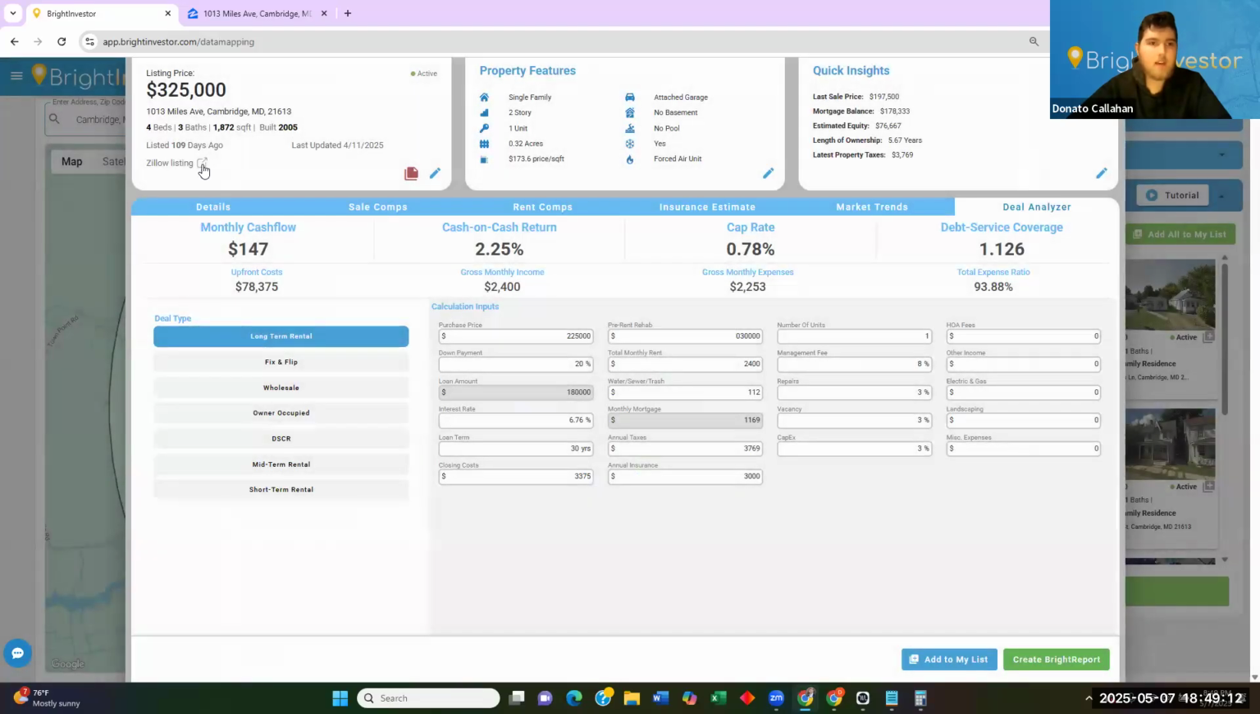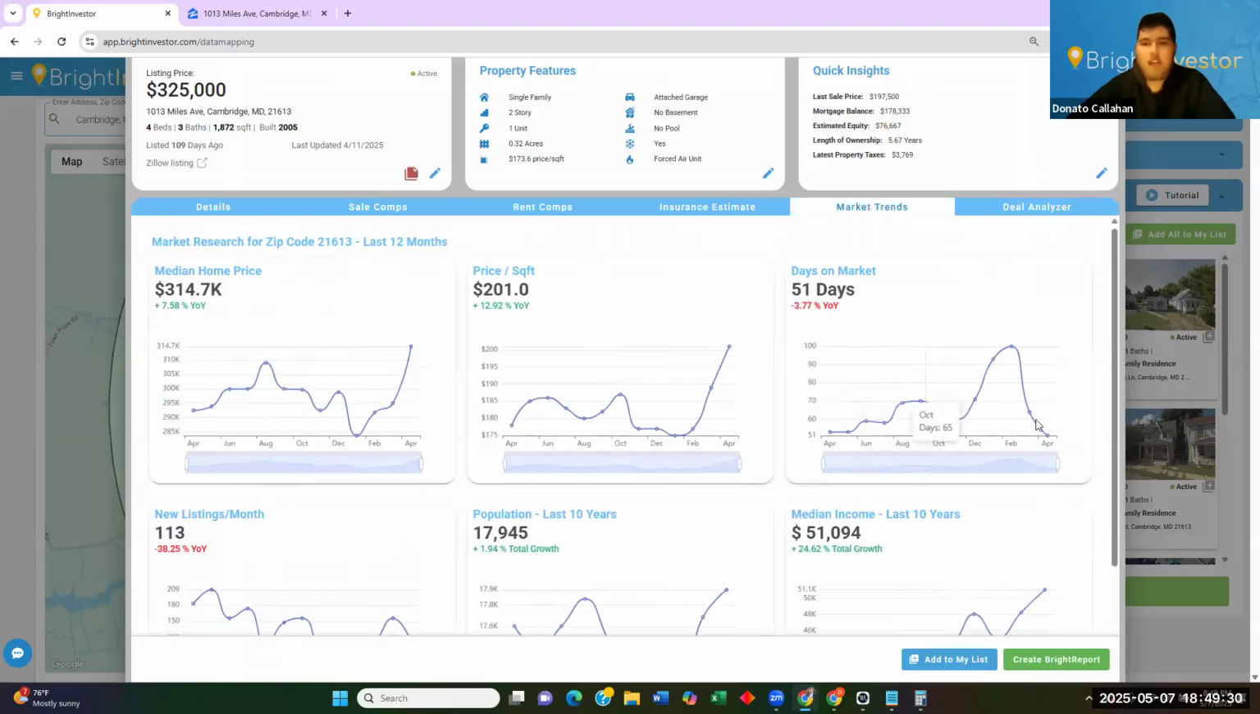Save settings. Now remember, anytime you edit data in BrightInvestor, we will remind you with this little red icon that says you updated the property at this date. So you can always come in here and overwrite anything that you want based off what you're seeing, and we'll remind you that you did it. When I see that days on market here is averaging 51, and this property's at 109, it's time to lowball the heck out of this bad boy.